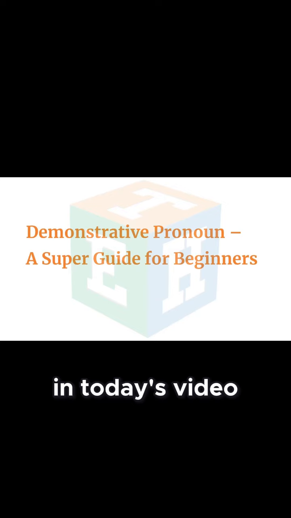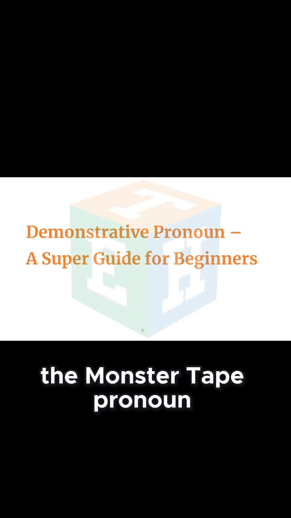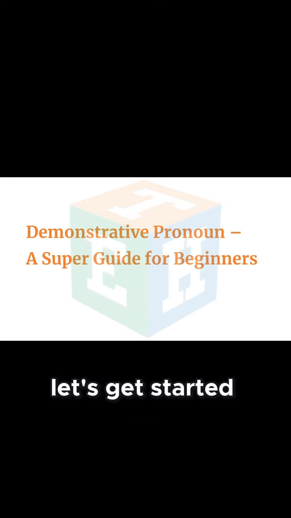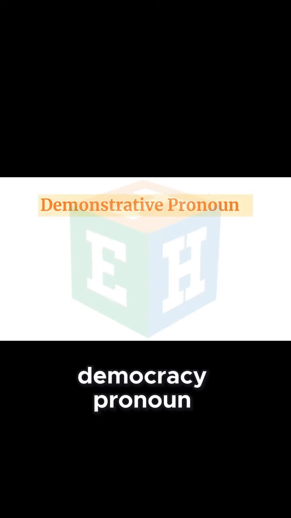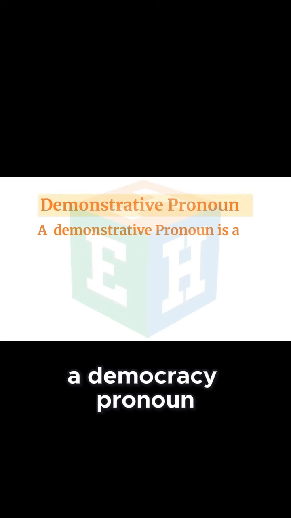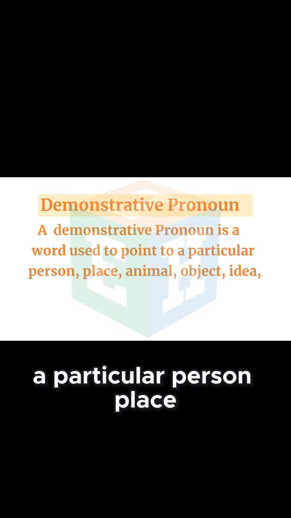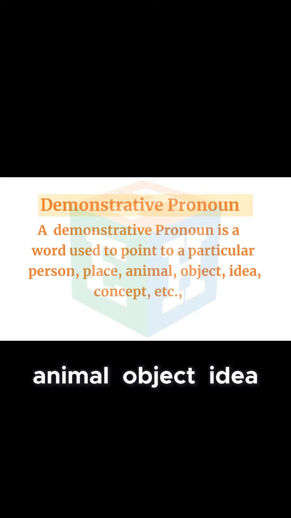In today's video, we're gonna be looking at demonstrative pronouns, a super guide for beginners. Let's get started. Demonstrative pronoun. A demonstrative pronoun is a word used to point to a particular person, place, animal, object, idea, concept, and others.